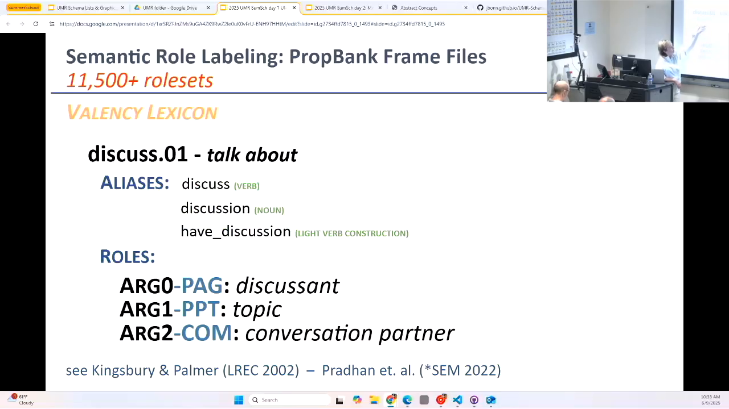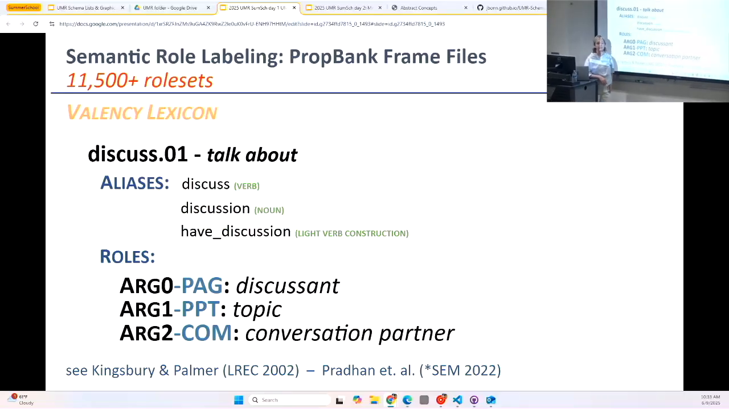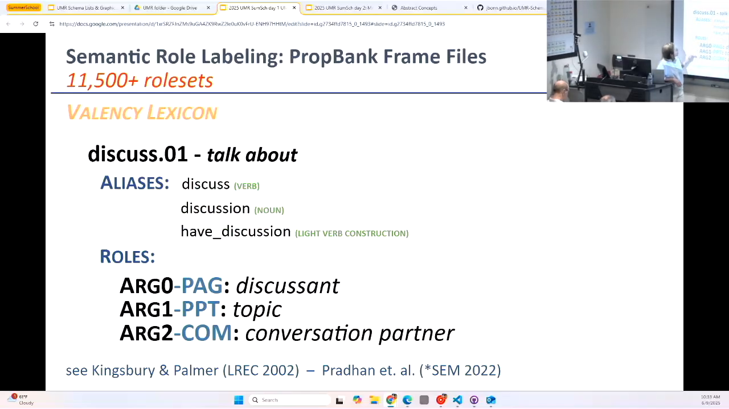So discuss, discussion the noun, have a discussion, a light verb construction, they're all clustered together under this single role set label. So role set labels always have a lemma form that you've chosen and a number, and the numbers are sense disambiguating. I don't think there are a lot of different senses of discuss, but this is the talk sense. And you've got three numbered arguments: the discussant, the person doing the discussing, the topic, and the conversation partner. PropBank includes these little function tags, which are like little semantic roles. They don't show up in the AMR graphs or the UMR graphs, but you can always look at PropBank and see what they are.